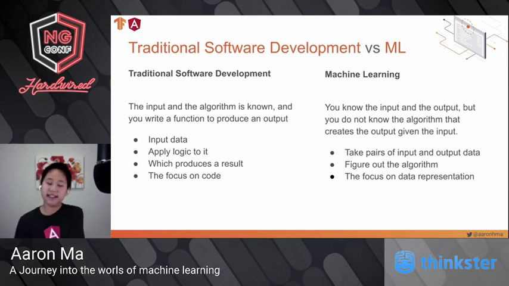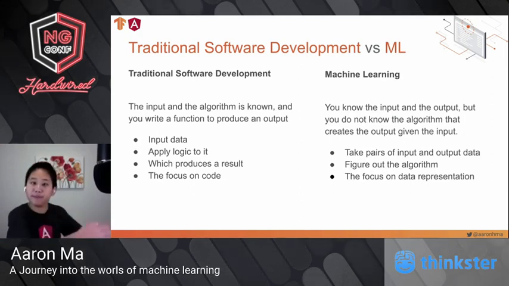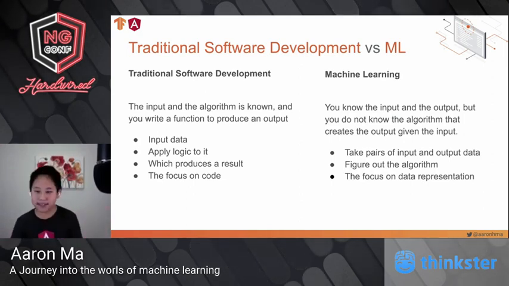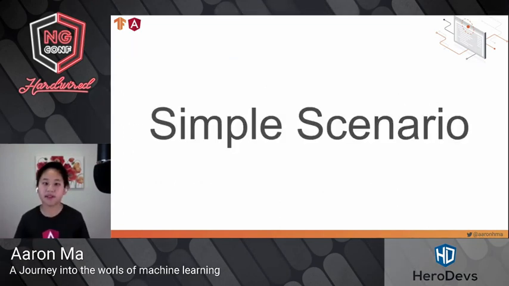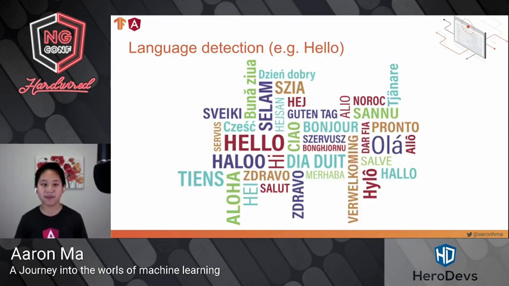We just write a function that gets the output. But in machine learning, we take in pairs and pairs and pairs of input and output data. We write a model that figures out the algorithm. You may notice in traditional software development, we're more focusing on our code. In machine learning, we're more focusing on how data has been represented. So let's take a look at a simple scenario of that.